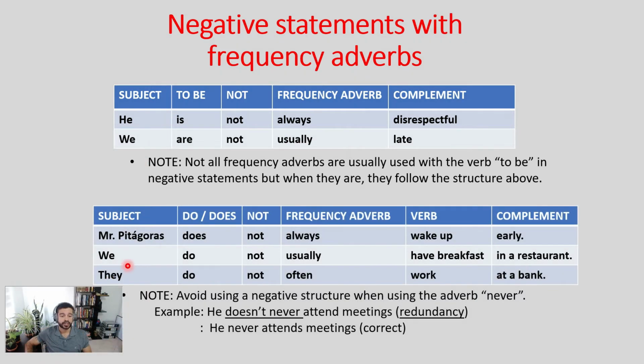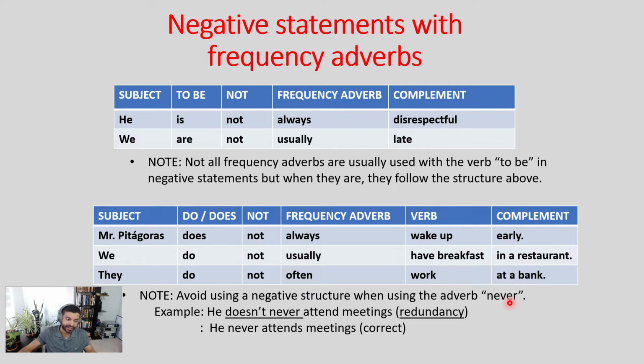And here are some examples of frequency adverbs. Mr. Pythagoras does not always wake up early. We do not usually have breakfast in a restaurant. They do not often work at a bank. This is weird, and I have to admit it. I mean, frequency adverbs, they are not usually used with negative statements.